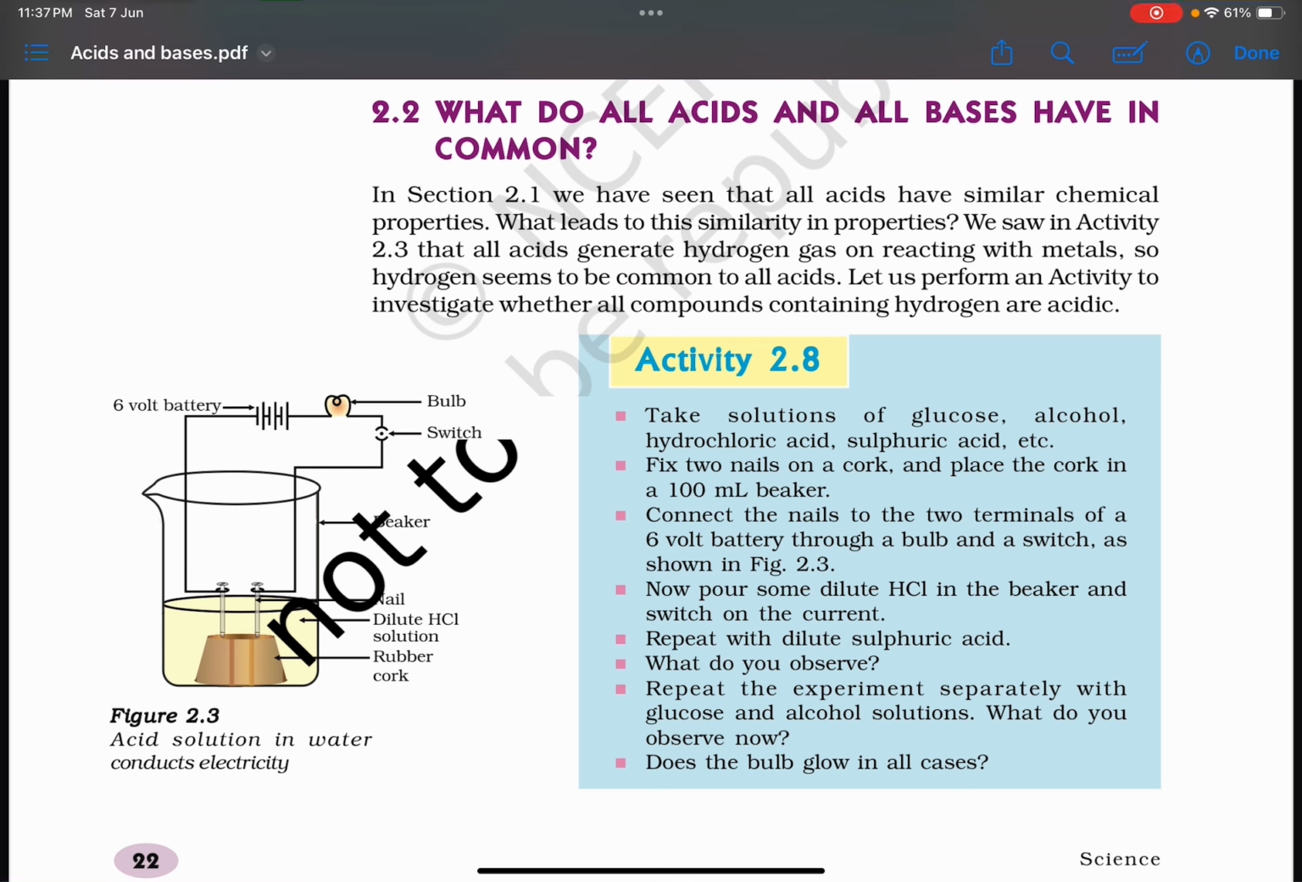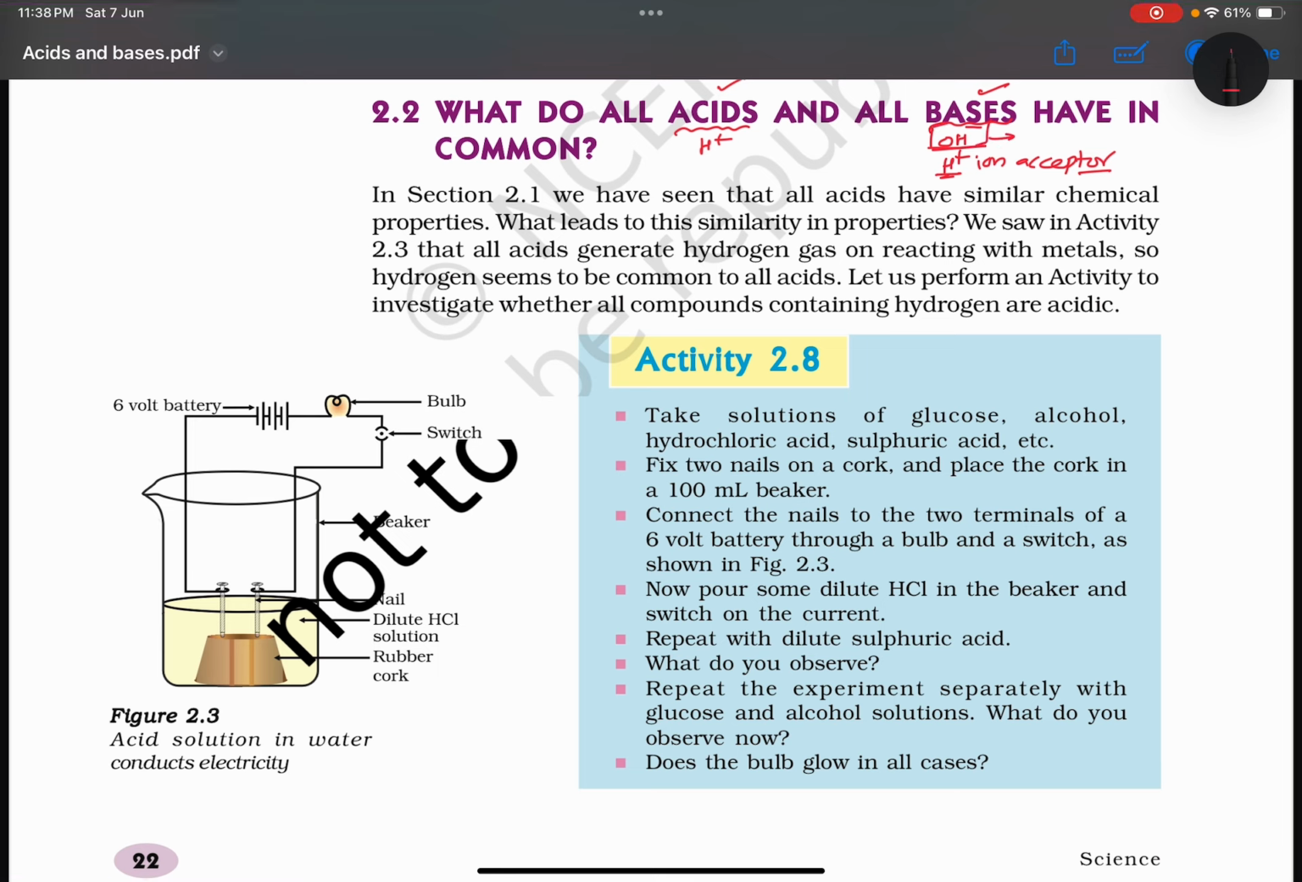What do all acids and all bases have in common? The general point is that acids generally release protons, H plus ions, and bases release OH minus ions, or you can say they can accept H plus ions. So H plus is called a proton. Proton acceptors you can call bases. Proton releasing substances you can call acids. Similarly, a few substances can release OH minus also, like NaOH, KOH.